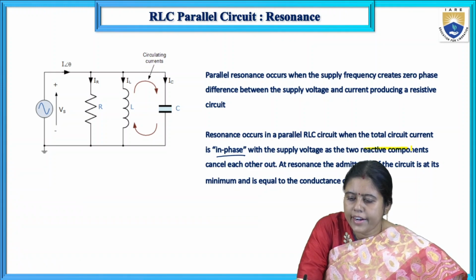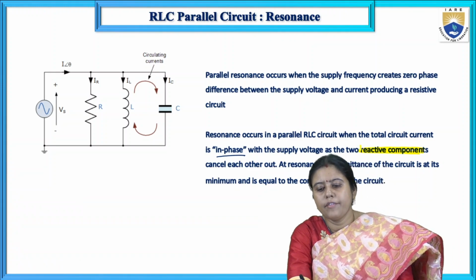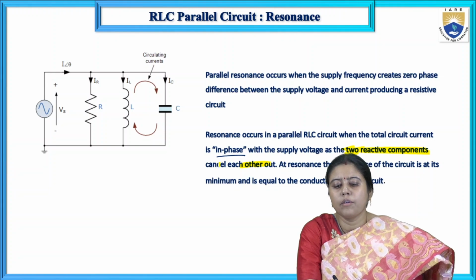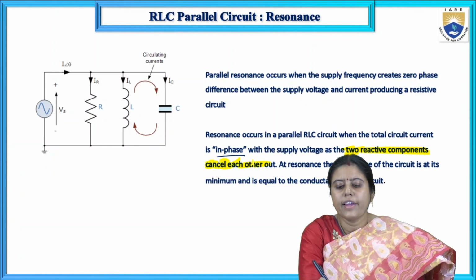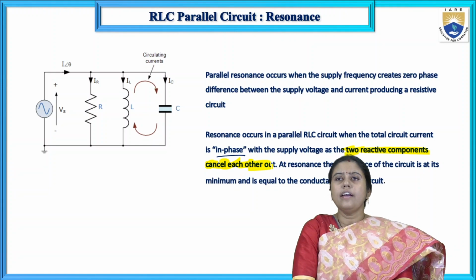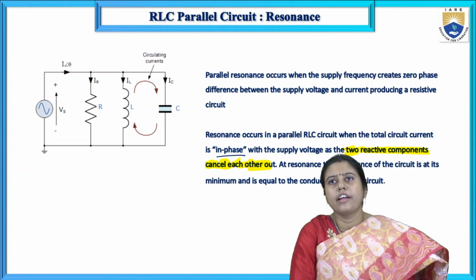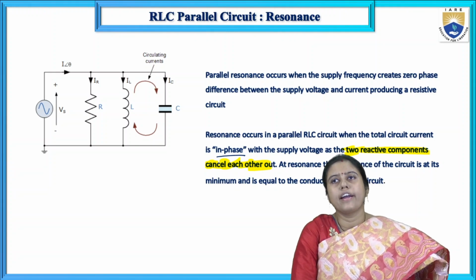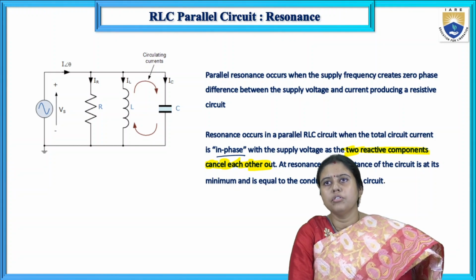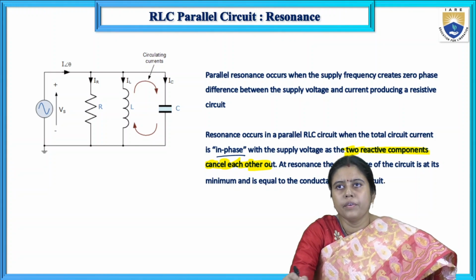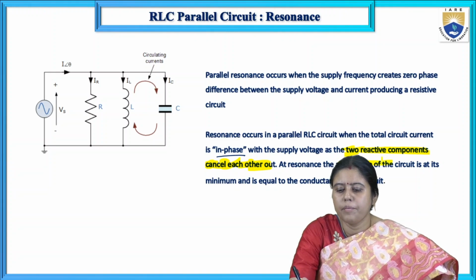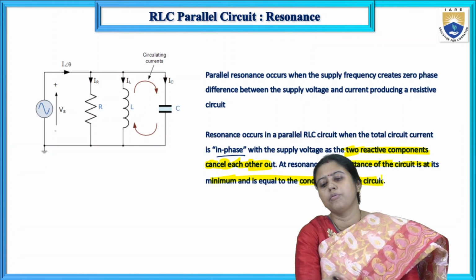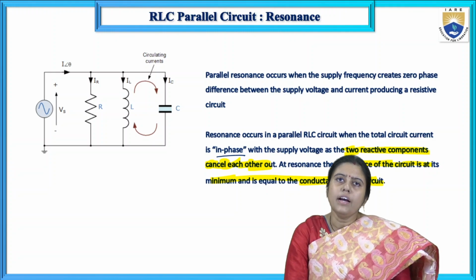When the two reactive components, XL and XC, cancel each other, we can tell the system is in the resonance condition. At resonance, the admittance of the circuit is minimum and equal to the conductance of the circuit. So this is the meaning of resonance.